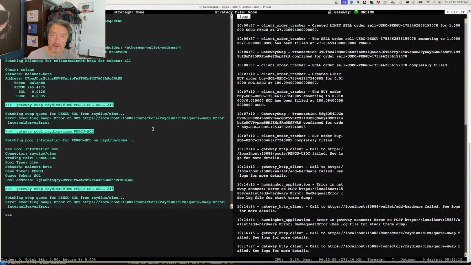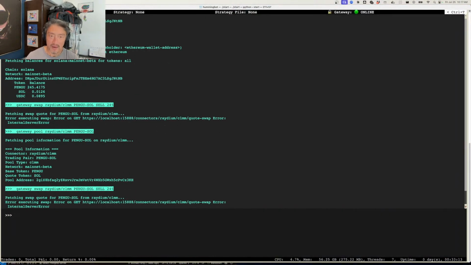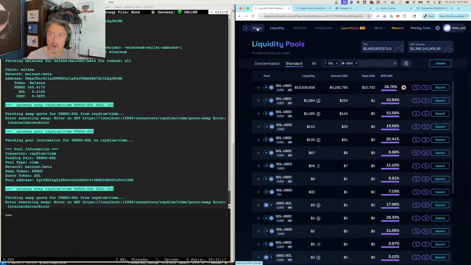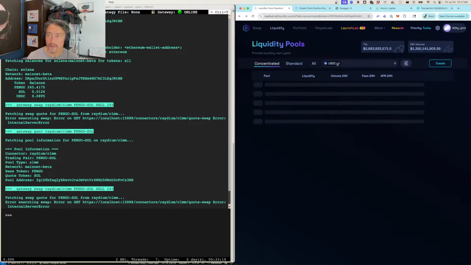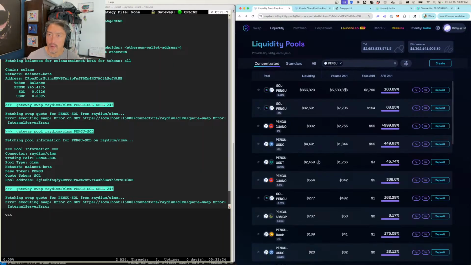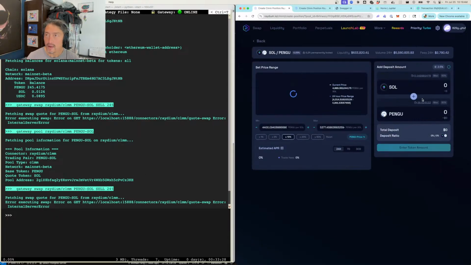So let's go and actually correct this. This is a good time to correct what we're seeing. Let's go ahead and add the right pool for Raydium concentrated. So let's find it first. After we add it, then we can start trading. So we want the concentrated pool. It's this one here, I think. And yeah, it seems like the address was just wrong.